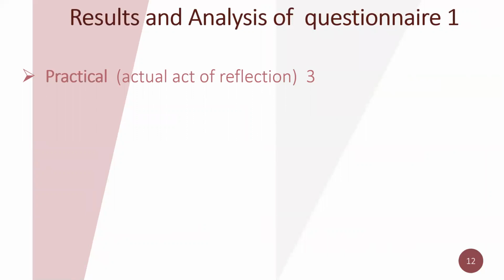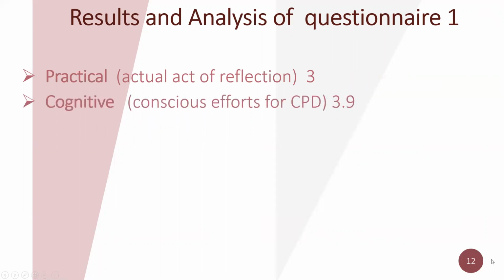One of them was, I keep a file on my previous classes, and the other one was, I observe my colleagues. This is probably due to the fact that this is a distance program, and so the teachers in the program don't have the opportunity to be physically in the same space as the other teachers, which is why that option probably scored very low. At a cognitive level, the average score was 3.9.